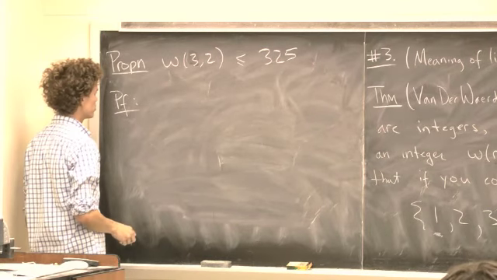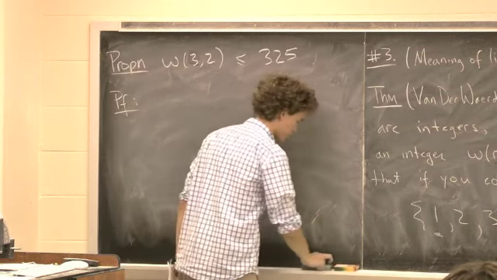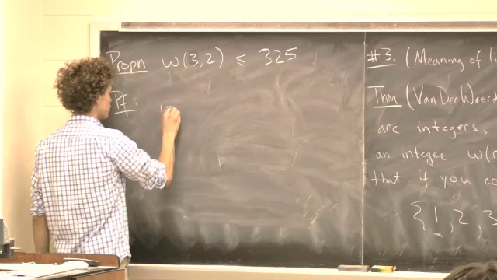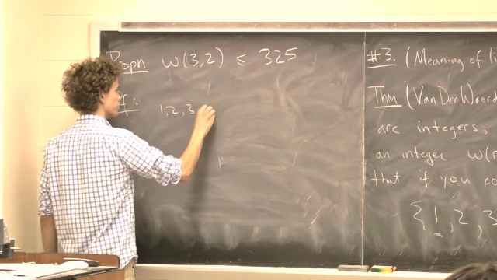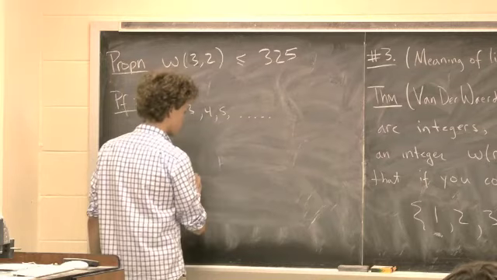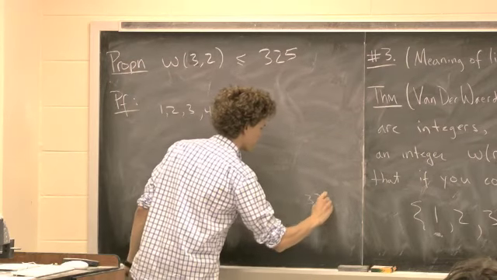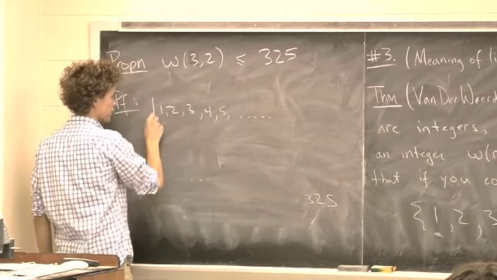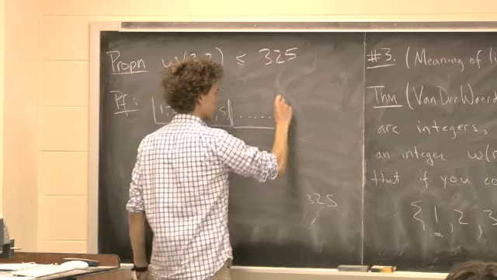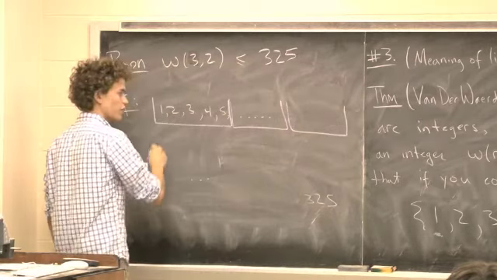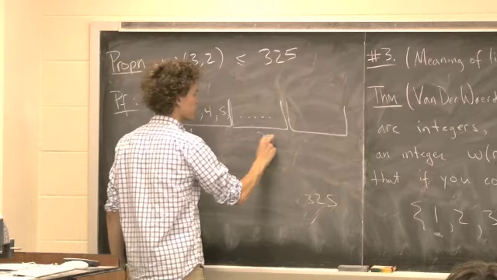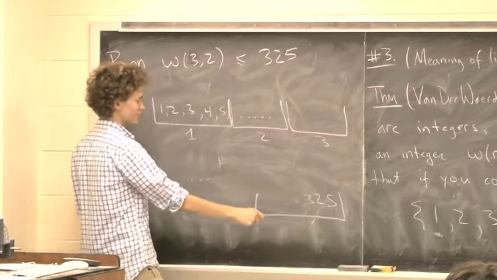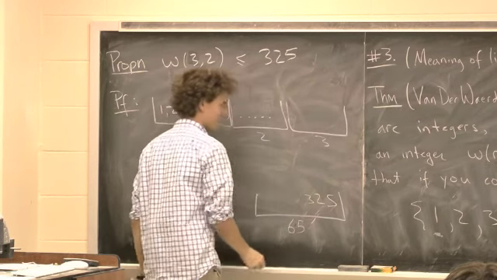Okay, so how are we going to do this? Well, it's probably going to involve the pigeonhole principle and stuff, right? So if we take the numbers 1, 2, 3, 4, 5, blah, blah, blah, out to 325, we can break them up into boxes of 5. So there's the first 5, second 5, third 5, you keep going, right? So I'll give these little labels. 1, 2, 3, and this guy is 65, yes. Very nice.